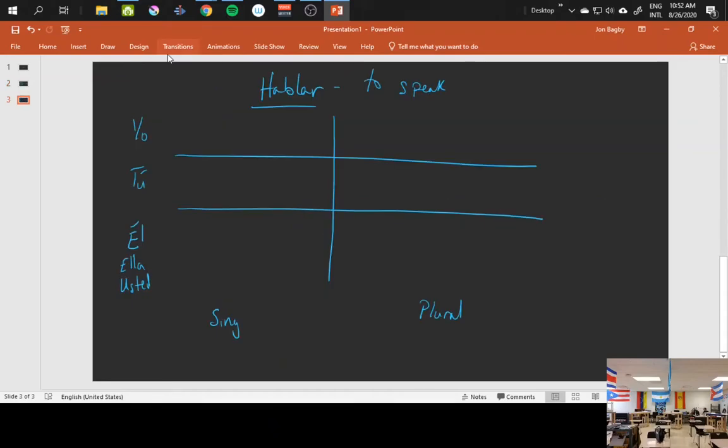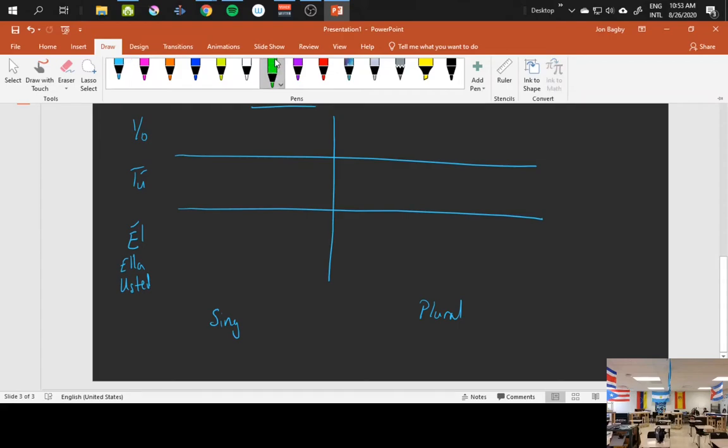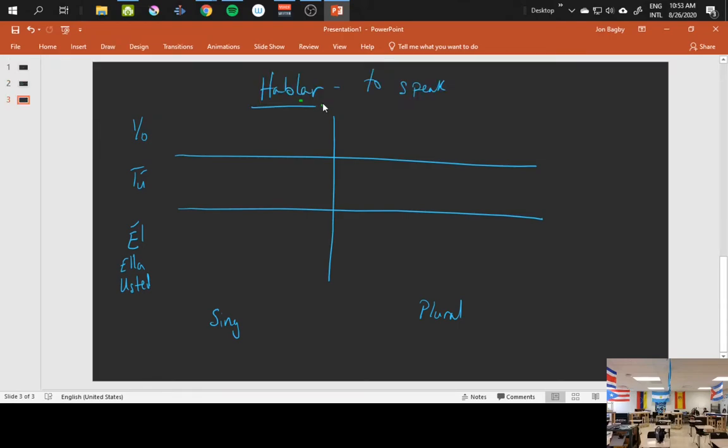Alright, since I gave you guys hablar as our practice verb for the AR verbs, one of the first things that we're going to need to do, the first step in conjugation, is to isolate the root of that verb. Every verb is going to have a root and an ending. So I'm going to change the color of my pen to green, and I'm going to put a green underline under the infinitive ending of hablar, which is the AR ending. The rest of the verb, the part that's not underlined right now, is called the root.